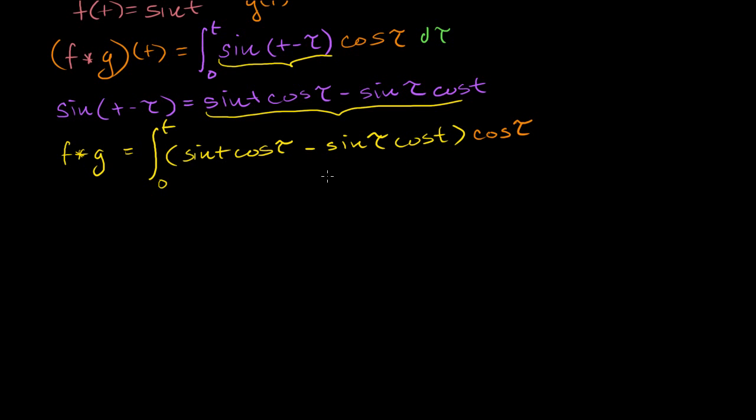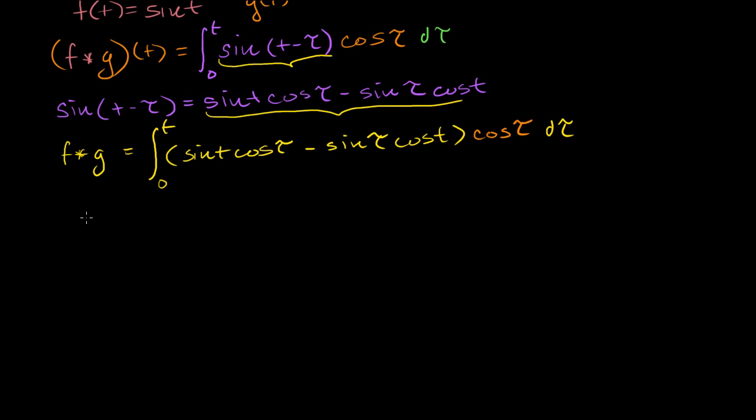I have to be careful with my tau's and t's. And let's see, t and tau and t. Everything's working so far. So then that's dt, or sorry, d tau. I have to be very careful here. Now let's distribute this cosine of tau out. And what do we get?